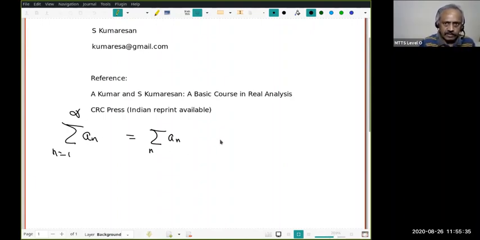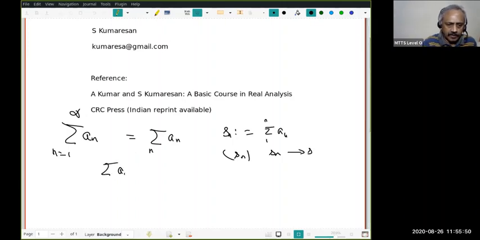To quickly recall, when do we say this is convergent? Look at the partial sums, 1 to n. If this sequence S_n is convergent and converges to S, then I call S the sum of the series and write this equality. Notice that this is just a symbol. This symbol stands for S, and S is the limit of the sequence of partial sums.